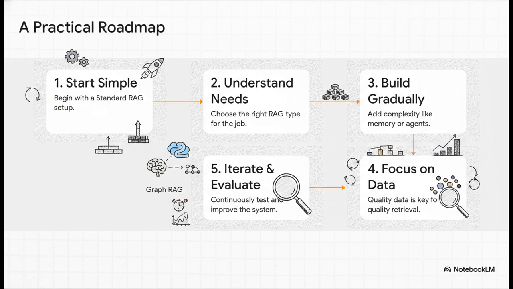From there, it's all about being strategic. Figure out what you actually need and then pick the right advanced feature for the job. Do you need reasoning? Look at Graph RAG. Do you need autonomy? Agentic RAG is your friend. It's a step-by-step process, all built on a solid foundation.